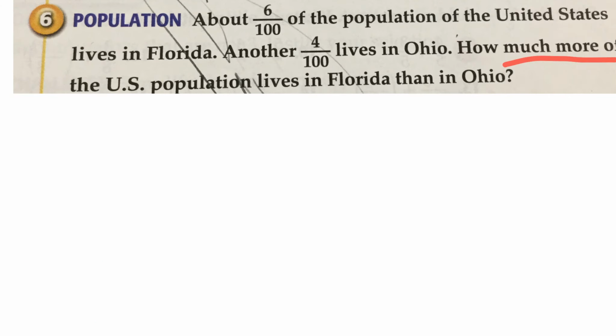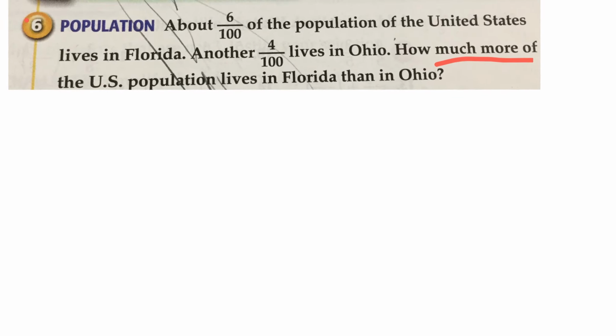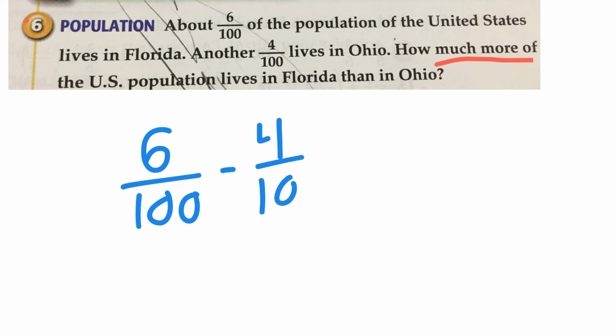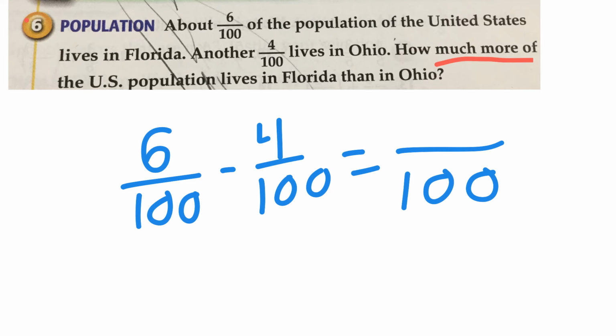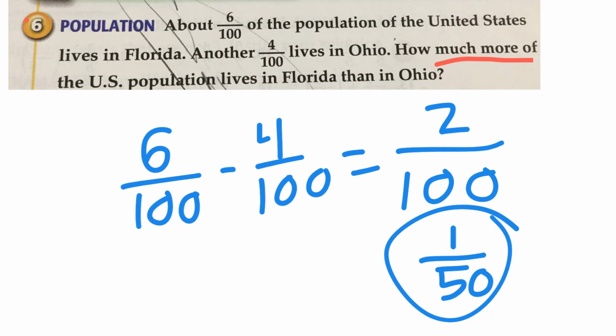How much more? That means to subtract. So I'm going to do 6 over 100 minus 4 over 100. Common denominator is 100. 6 minus 4 is 2. 2 over 100 reduces to 1 over 50.